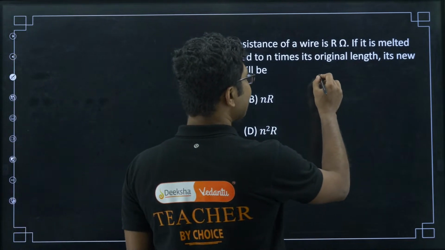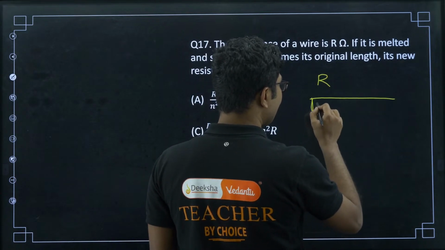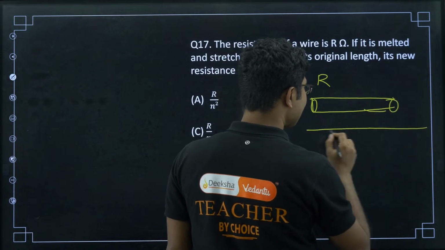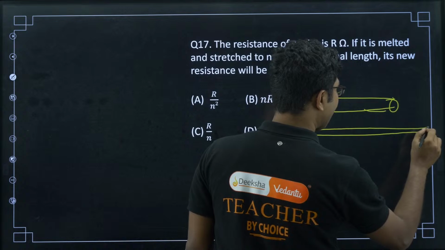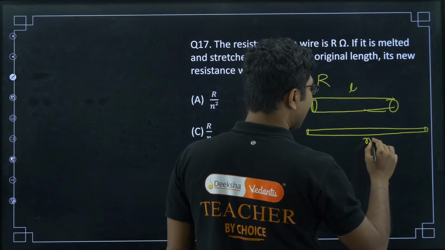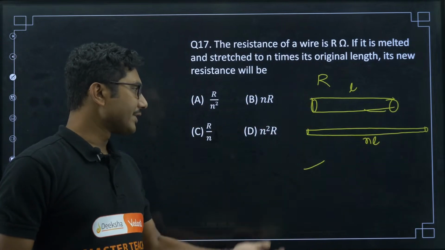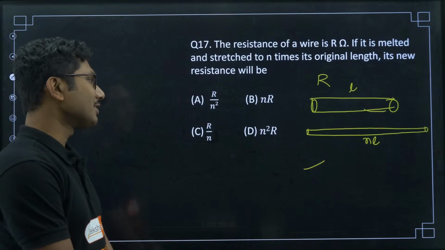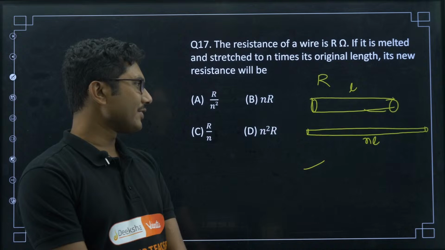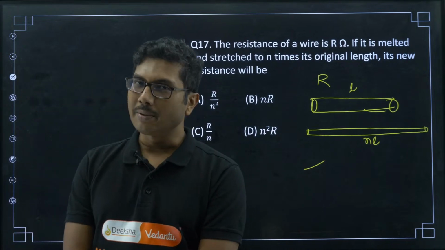So resistance was R. Now what happens? Suppose this was the resistance wire. Now it is melted and its length is increased by n times. Suppose the initial length is L, now the length is nL. Now what will be the new resistance of the wire? Okay, there is a short formula. Derivation is also there. I am not doing the derivation for this case. I will just give you the formula, sufficient for you to remember, an easy formula.